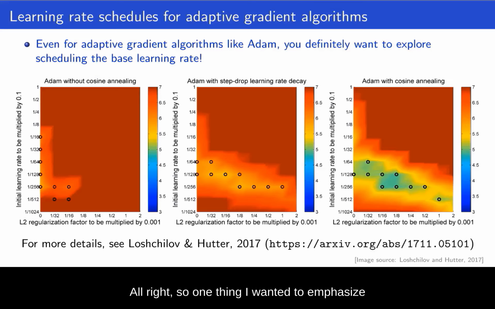All right, so one thing I wanted to emphasize is that, despite the fact that these adaptive gradient algorithms like Adam actually allow you to have the learning rate controlled adaptively, this does not mean that you don't want to explore scheduling the base learning rate. They are relatively stable with respect to the learning rate, a bit more stable than stochastic gradient descent perhaps, but they still rely on an alpha.